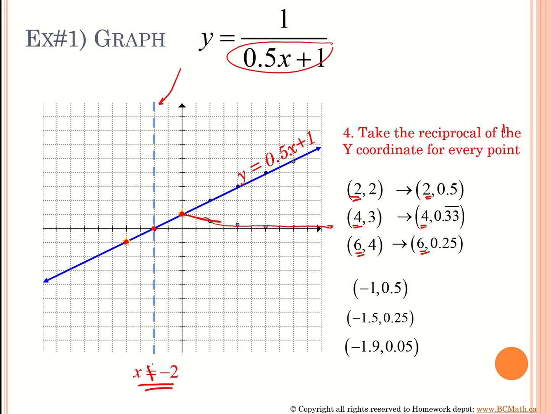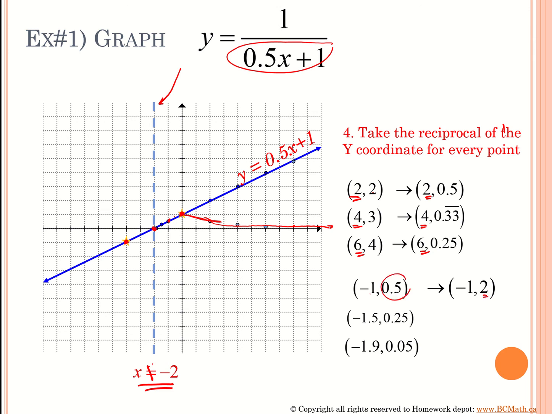Okay, now this is the hard part. Now I'm going to take some points that are really close to the x-axis, like right over here. Okay, and we're going to look at what's going to happen when you take the reciprocal of that. So -1, half is like right over here. So that becomes -1, 2. Okay, because the x is the same, it's the y value that gets reciprocal.